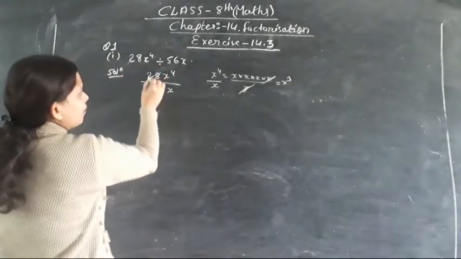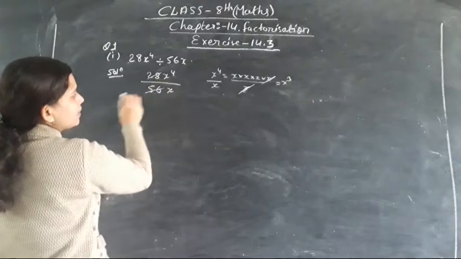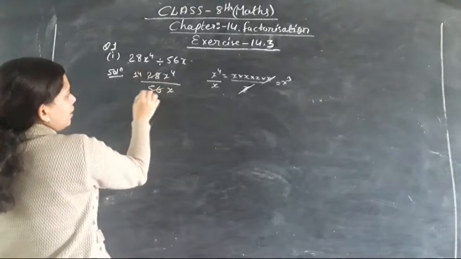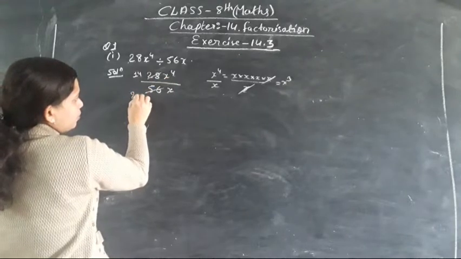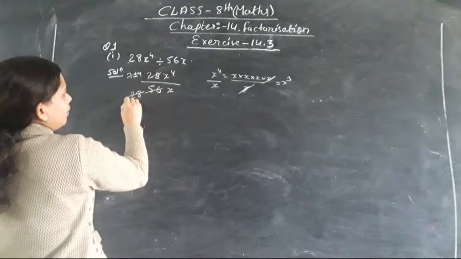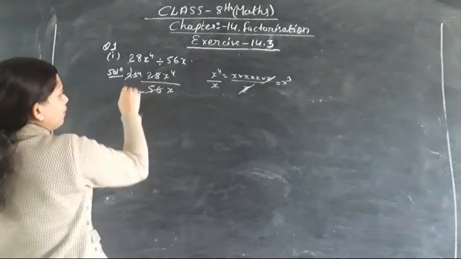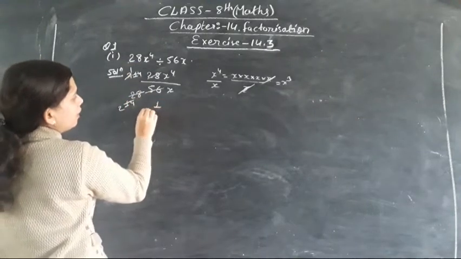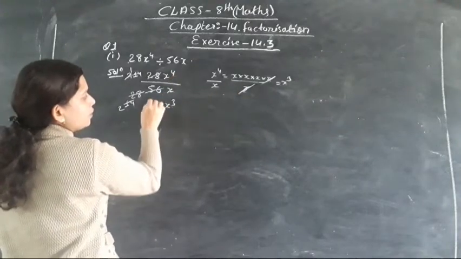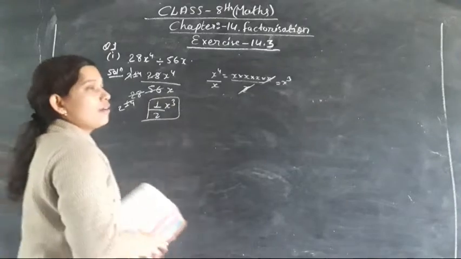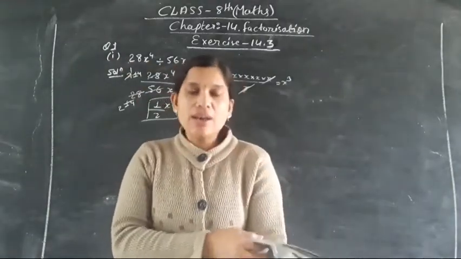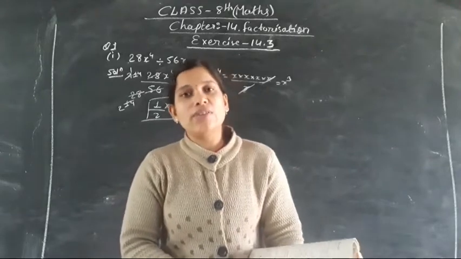In the same way here, 28 and 56 can get cancelled by the table of 2. Here 2 ones are 2, 2 fours are 8, so 28 becomes 14 and 56 becomes 28. Again 7 and 14: 7 ones are 7 and 7 twos are 14, so that means 1 by 2. And here x to the power 3 is left. So the answer together is 1 by 2 x to the power 3. What is the answer we are having? 1 by 2 x to the power 3.